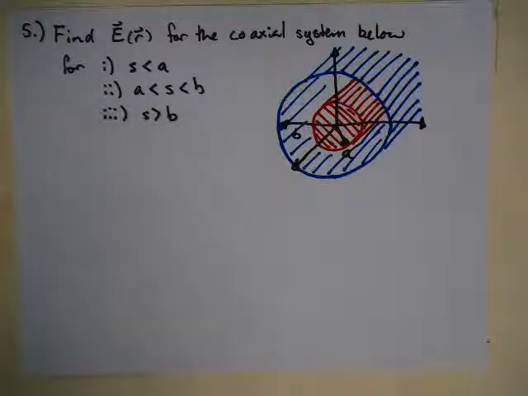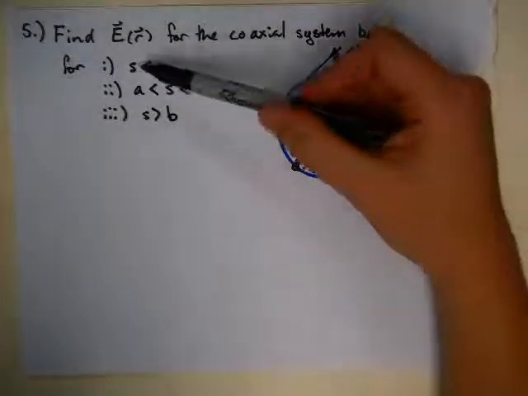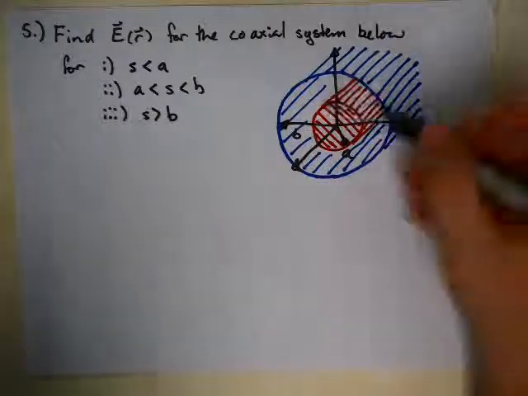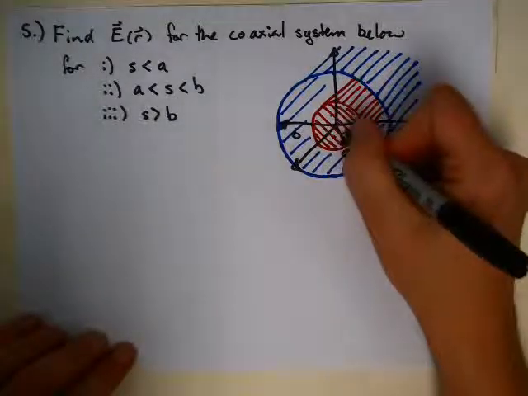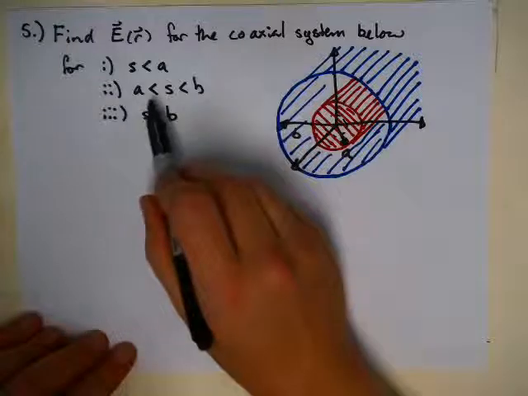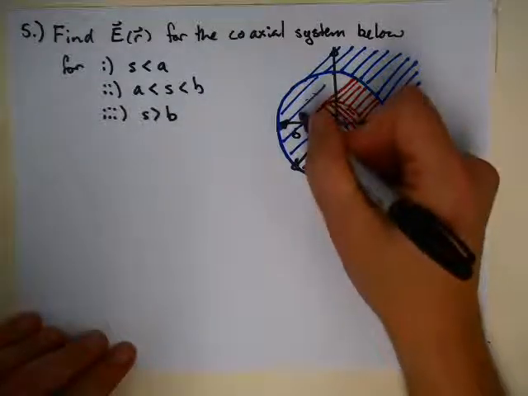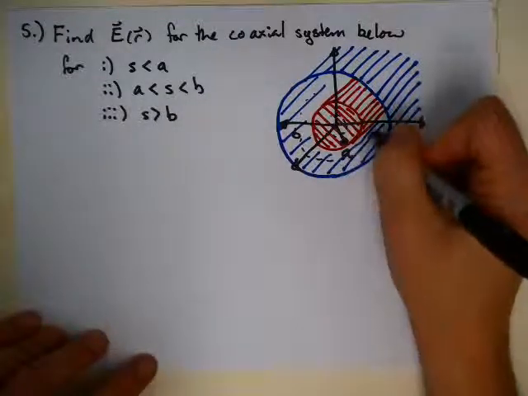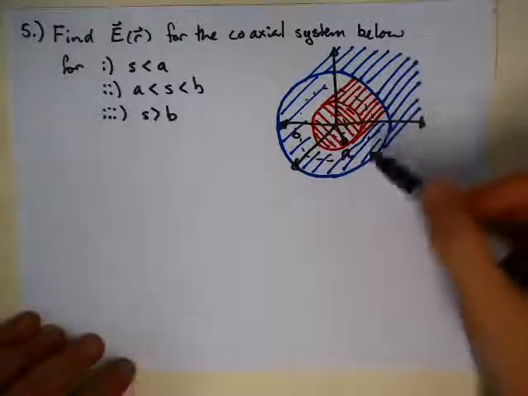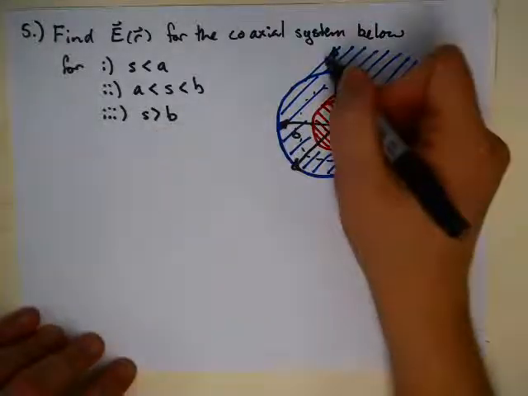Homework 2, problem 5: find the electric field for the coaxial system shown below in the three different regions: S less than A, so in this region in here; S between A and B, so in this region in between these two objects; and in the region outside the two objects.